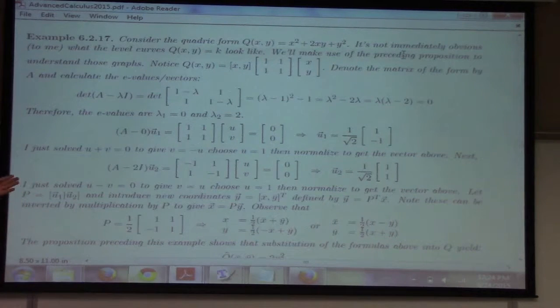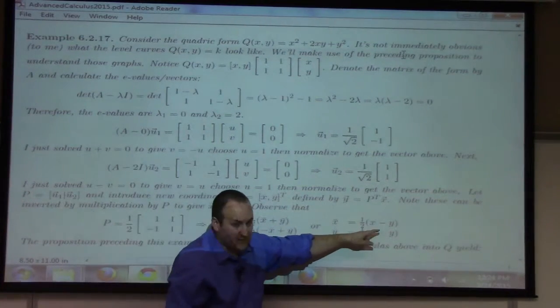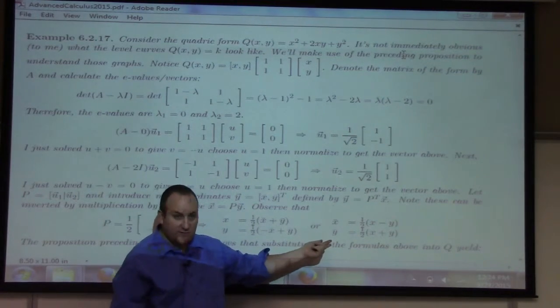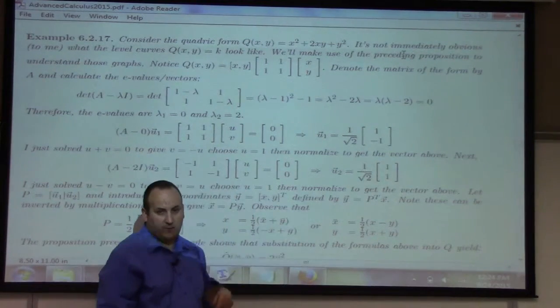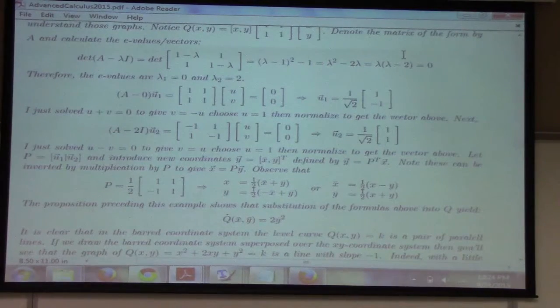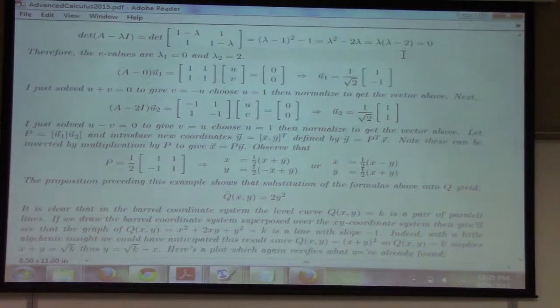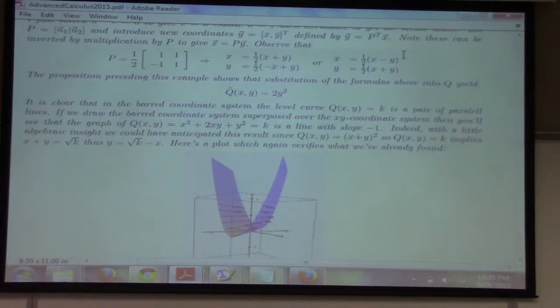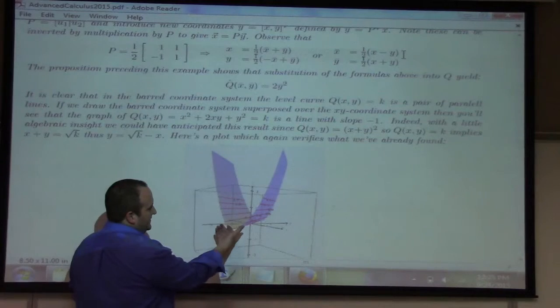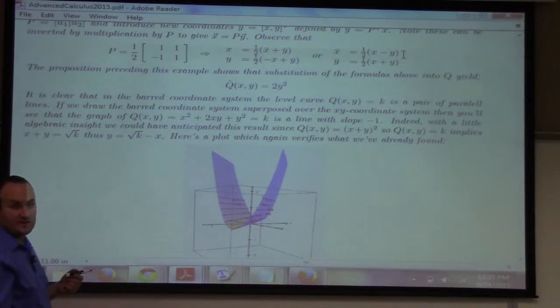It's just a parabola all the way down the trough. And if you calculate the eigenvalues and the eigenvectors, it explicitly shows you which coordinates you can use: x bar is 1/2 (x minus y), y bar is 1/2 (x plus y). Of course, the quadratic form becomes just, I think, 1/2 y bar squared. Oh, I'm sorry, I can't do math. 2 y bar squared. Duh. And so you can see it. Here's a picture of the quadratic form. You can see it's just that trough which has been rotated 45 degrees.